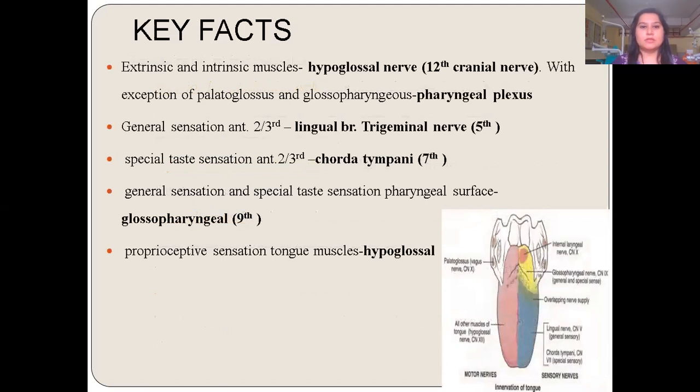Some key facts about these muscles are as follows. The extrinsic and the intrinsic muscles are supplied by the hypoglossal nerve, which is the 12th cranial nerve, except the palatoglossus and the glossopharyngeus, which are supplied by the pharyngeal plexus. General sensation to the anterior 2/3 of the tongue is carried by the lingual branch of the trigeminal nerve. The special taste sensation to the anterior 2/3 is given by the chorda tympani nerve. General sensation and special taste sensation to the pharyngeal surface of the tongue is provided by the glossopharyngeal nerve. The proprioceptive sensation of the tongue muscles is provided by the hypoglossal nerve.